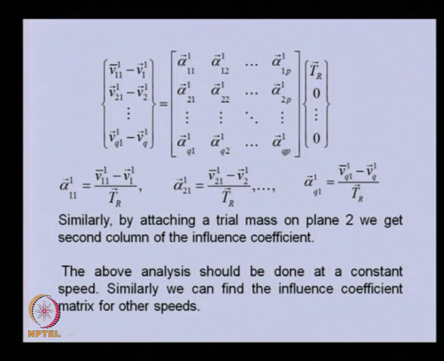Now, similarly, we can obtain all the others up to this. So, when we kept the trial mass in the first plane, we saw that we could get the first column of this particular influence coefficient matrix for the first speed, omega 1.